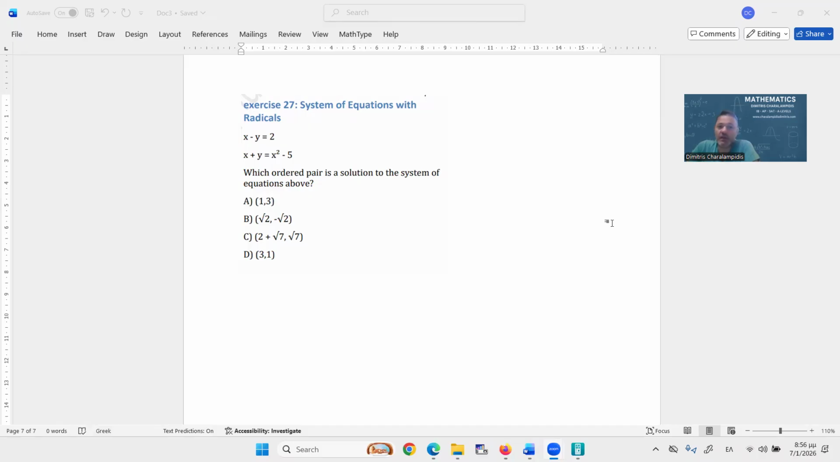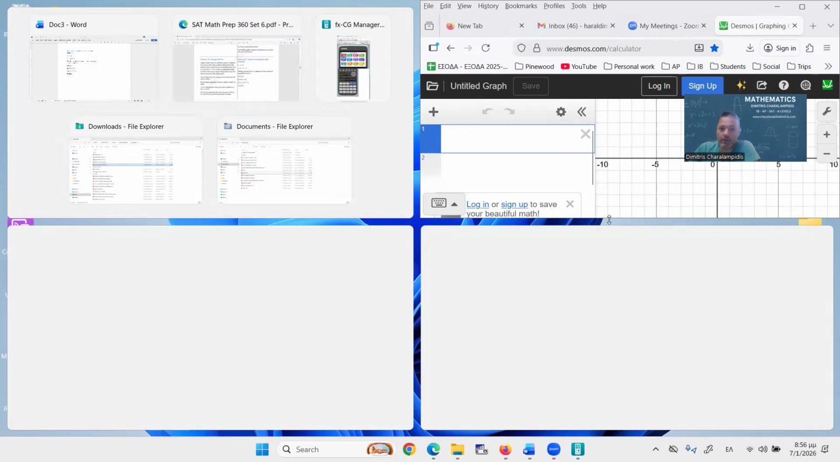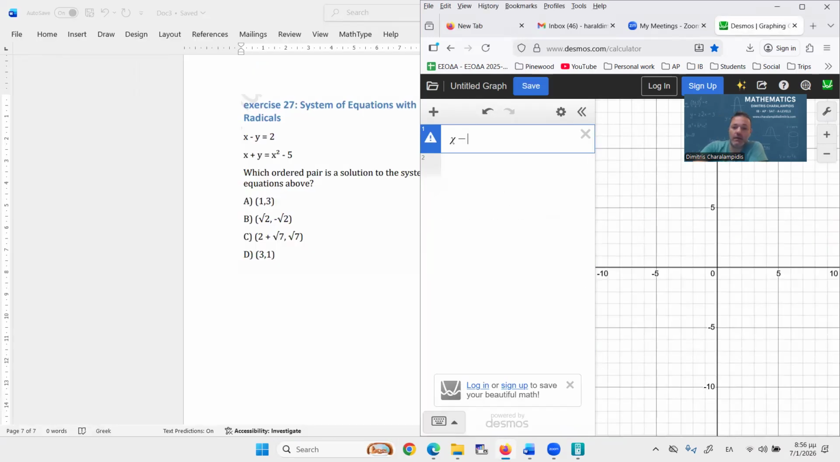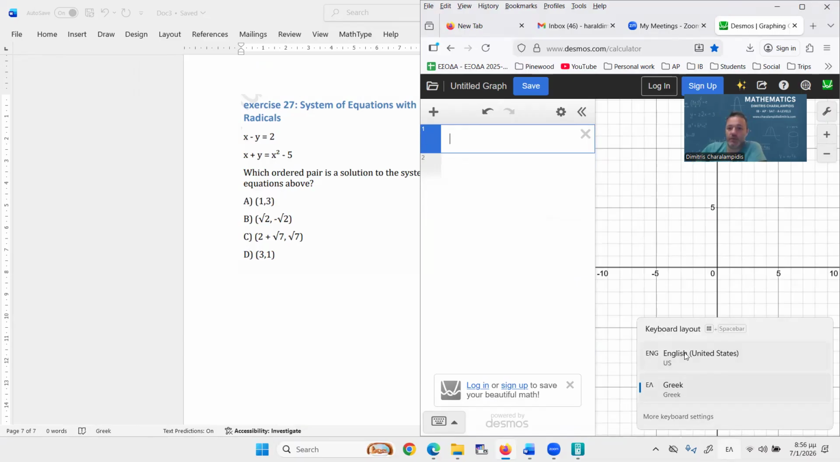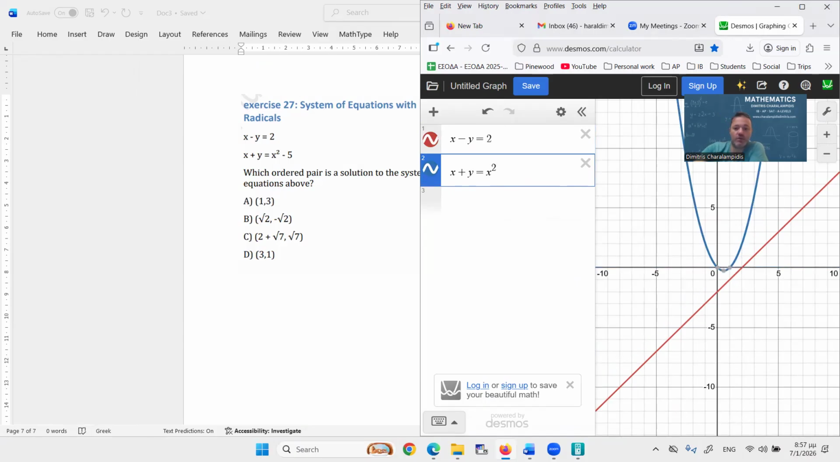This question is one of the reasons why you are actually so lucky when taking the SAT, that you are allowed to use Desmos. So I'm going to open up a Desmos sheet, and I don't need to rearrange anything. Let me change that from Greek to English. x minus y equals 2, and then x plus y is x squared minus 5.